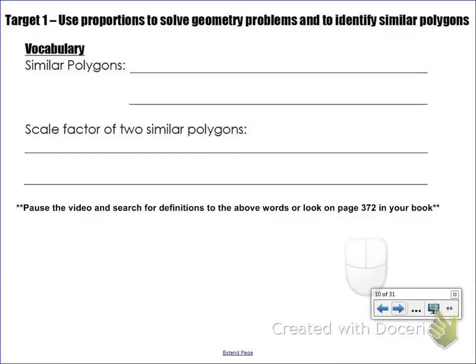Go ahead and pause the video right now, or you can go ahead and look at page 372 in your book and figure out what these two things are. So I guess I'll give you a minute. Go ahead and pause and fill these out.